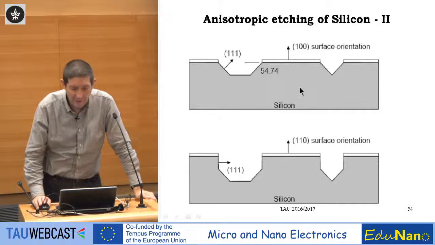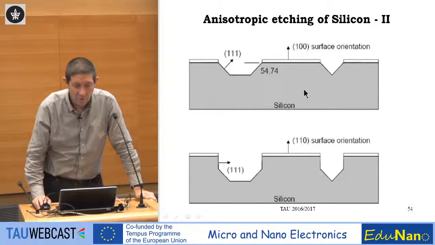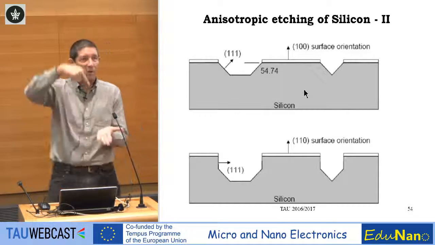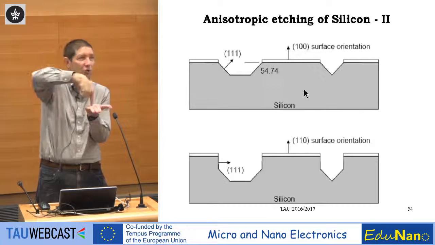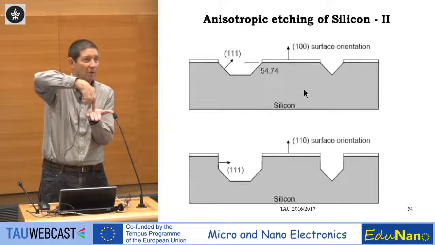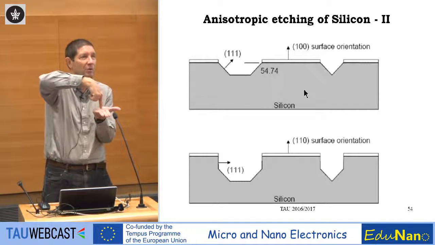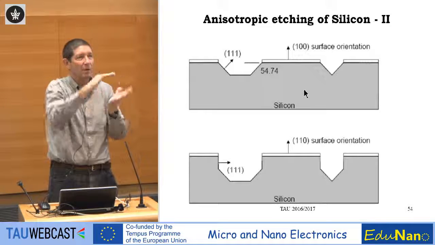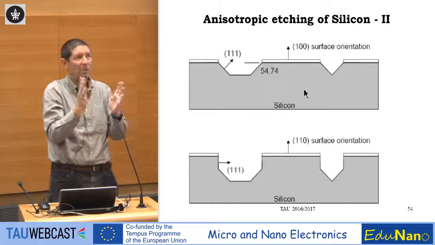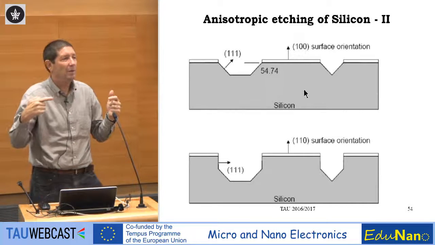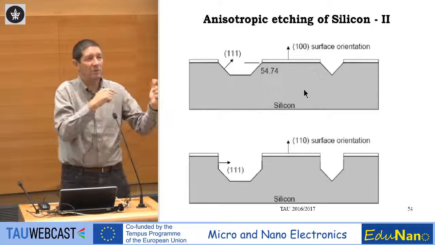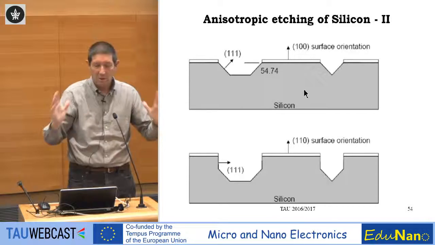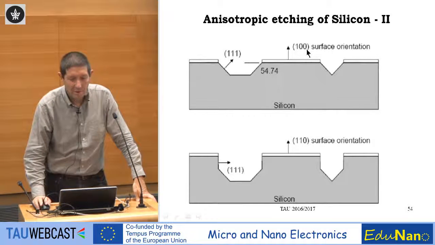For example, let's take a 100 wafer. Now, just a definition, a 100 wafer is a wafer where the vector perpendicular to the surface is in the 100 direction. Because this is a cube, the cube has 6 planes on the 100, 010, and 001, one positive, one negative. So every cube has 6 planes. So this plane is 100.